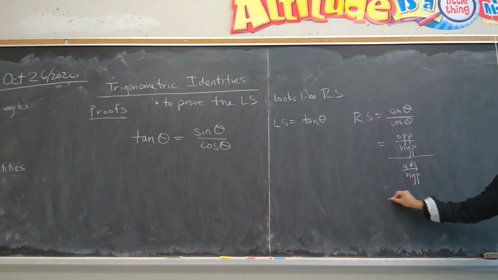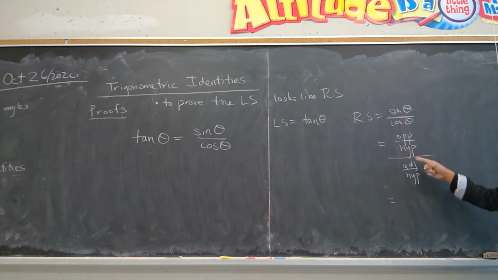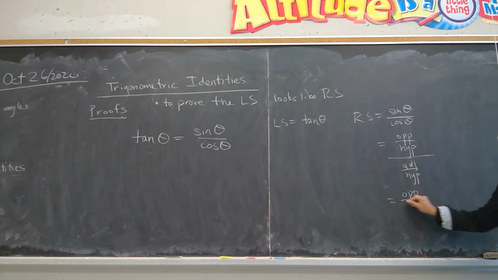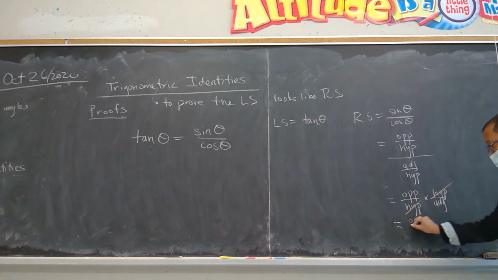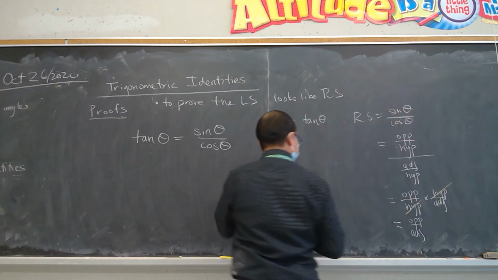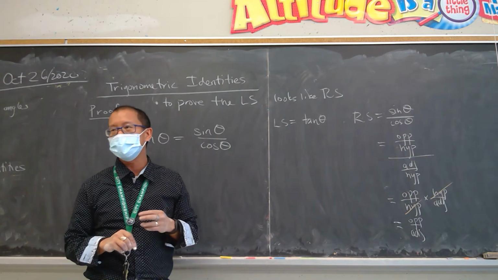A lot of you see this example on the right-hand side, opposite over hypotenuse. When you divide, you multiply by the reciprocal. A lot of you realize what I'm trying to do, and I'm taking a lot more time than necessary. The hypotenuses divide out, and we're left with the opposite over adjacent. But then the left-hand side, we have to manipulate because technically it does not look exactly like it.